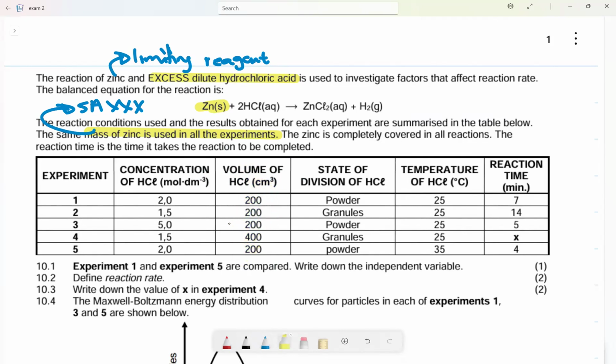So they tell us the zinc is completely covered in all reactions. The reaction time is taken. The reaction time is the time taken for the reaction to be complete. This is not the rate; it is the reaction time. So in experiment 1, they used 2 moles of HCl. Then they used powder. They used 25 moles of HCl.